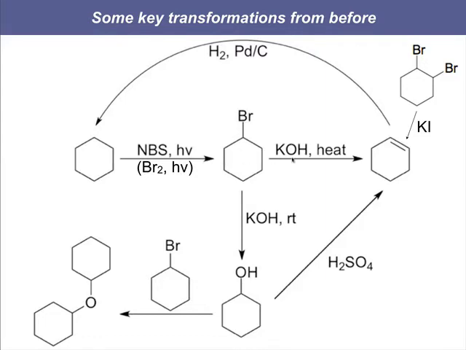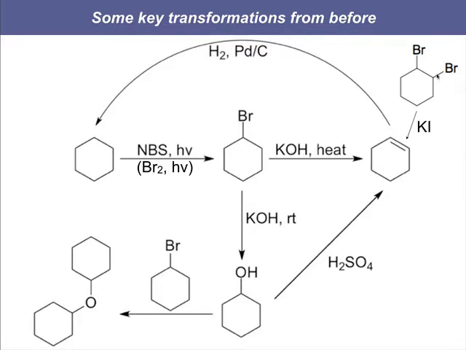From that, we can eliminate it with a strong base and heat to make a double bond. We could also substitute it with a good nucleophile at room temperature to get the substitution product. In this case, we're using hydroxide to substitute the bromide with an OH group to make an alcohol. We can dehydrate alcohols by eliminating them to get to the same elimination product as we did from the haloalkane.